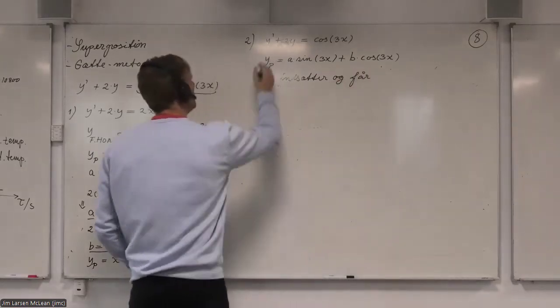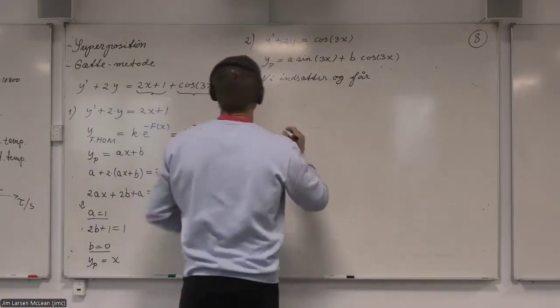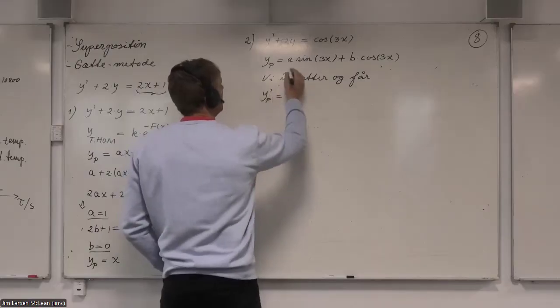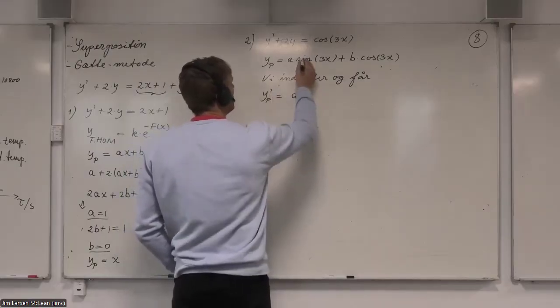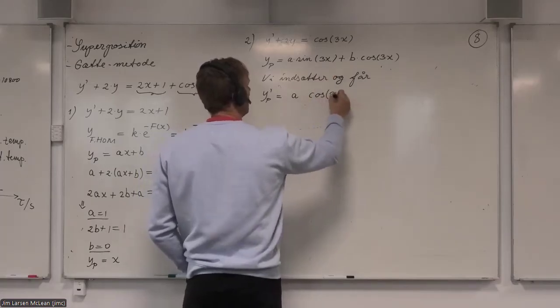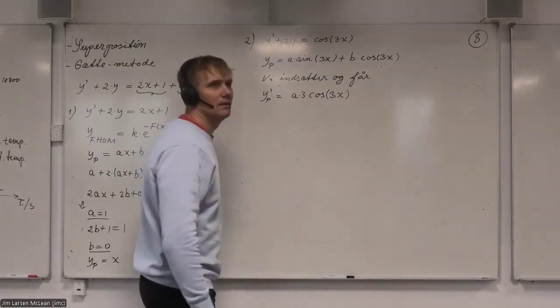Okay, first I need to find y prime. What does that give? I differentiate a times sine of 3x. What does that give then? No, you can just write it down. Yp prime. What does that give? A is a constant. It stays the same. Sine differentiated becomes cosine of 3x, just like before. But it is a composite function. 3x differentiated gives 3, so I must remember to multiply by that.